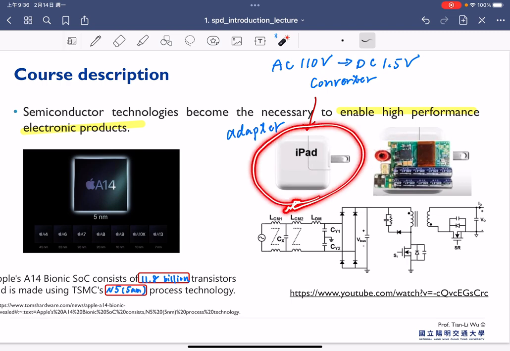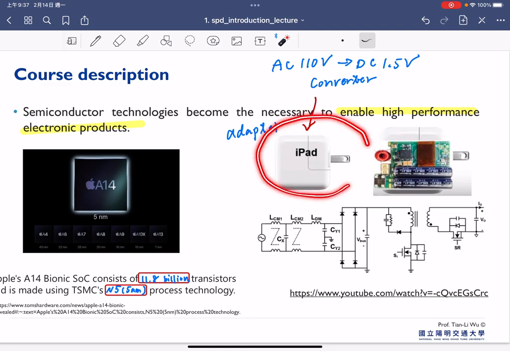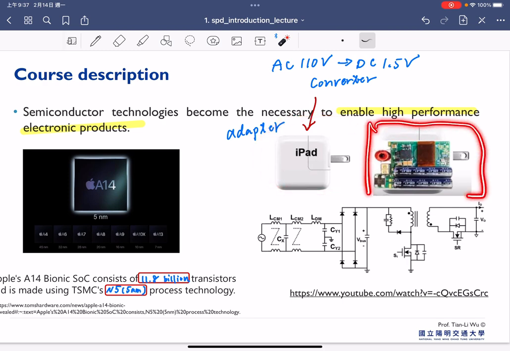As you may be aware, in the past one or two years we started to have certain innovations in this charger or adapter. Sometimes we call it a fast charger, which means we can charge our products in a more efficient and faster way. That's because we replaced some of the semiconductor devices inside this charger. So for example, this is a typical chip inside the PCB board of this adapter.